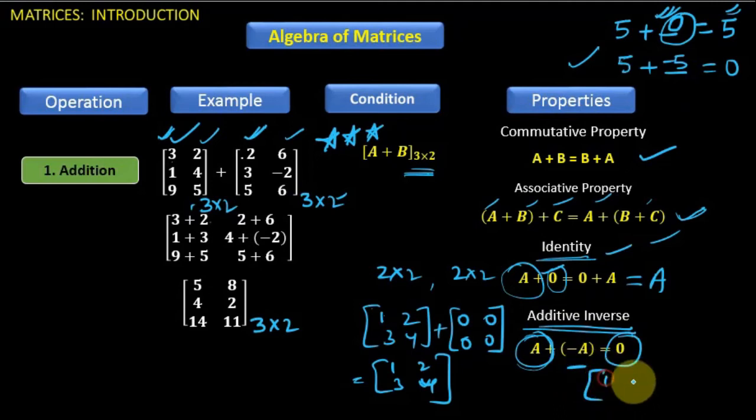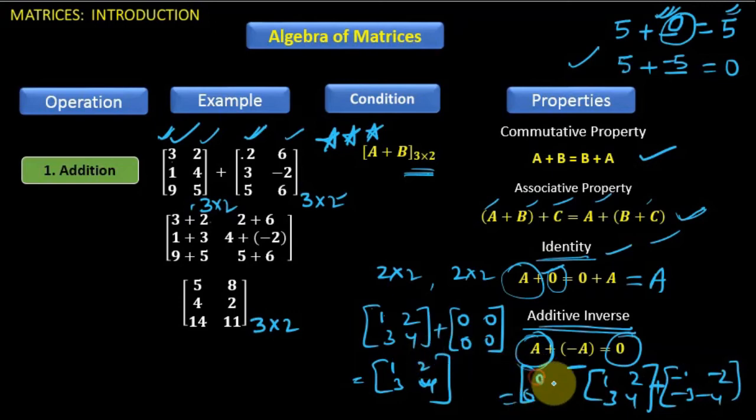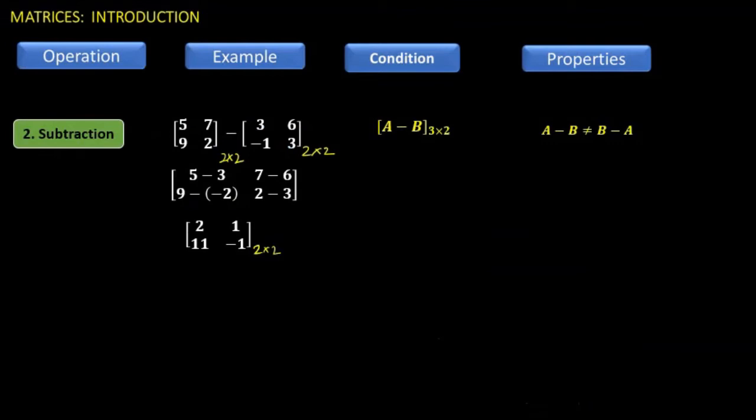Example, same example I take 1, 2, 3, 4. So I should take minus 1, minus 2, minus 3, minus 4. If I add these two, what will I get? I'll get 0, means 0, 0, 0, 0. Okay. Then next, what is the next operation?